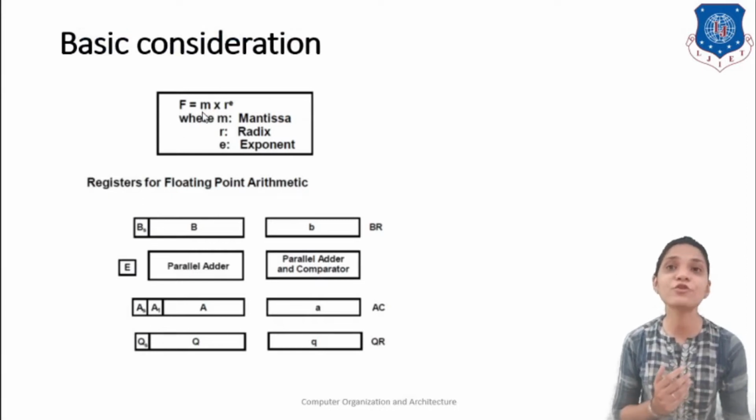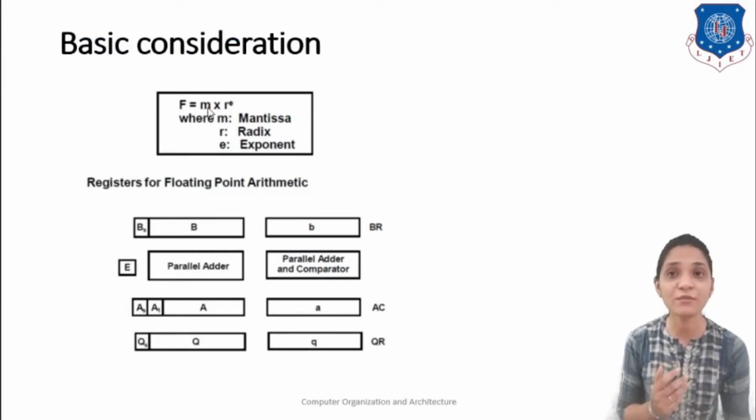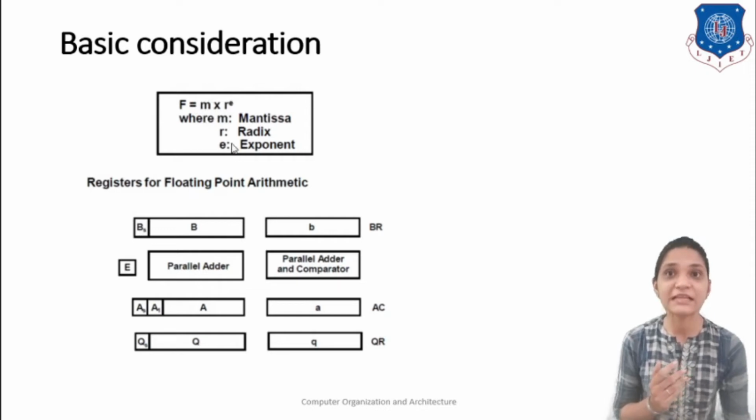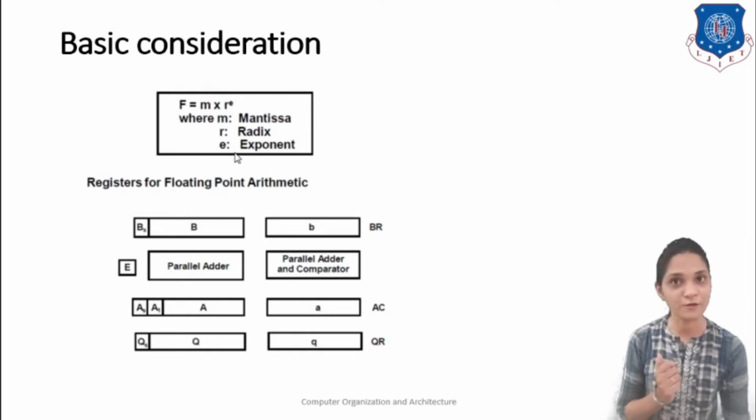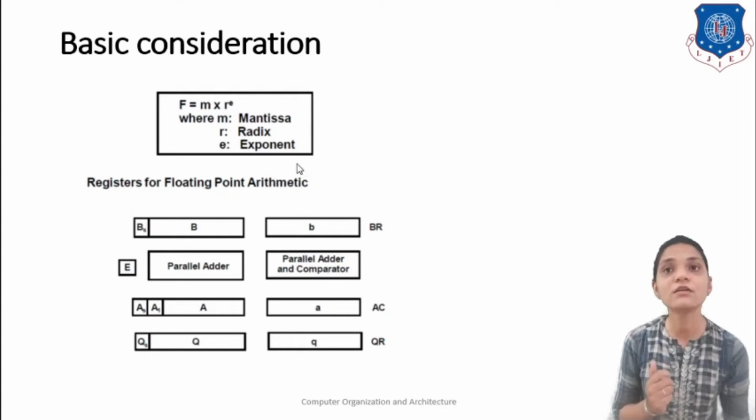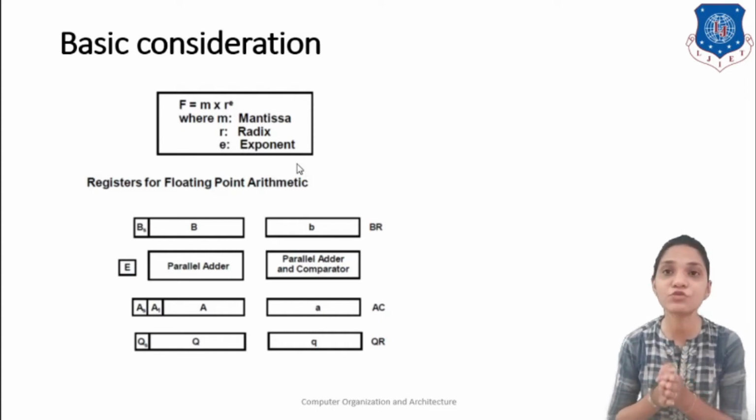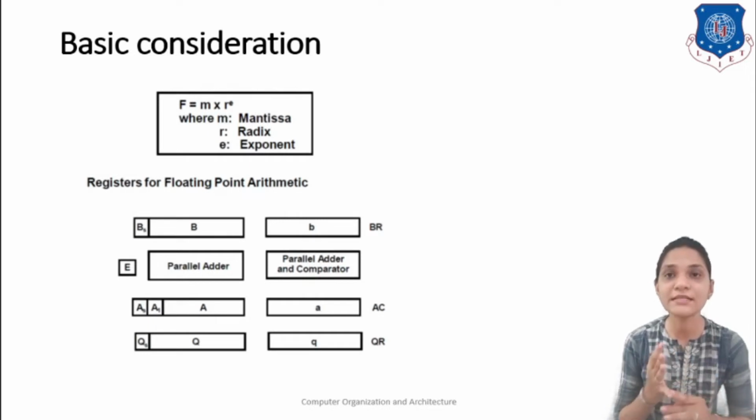So basically floating point numbers are in the form of m into r raised to e. That is, m is the mantissa, r is the radix, or you can say base, and e is the exponent. So for any number you are representing in floating point, it will have three terms: the mantissa term, radix term, and the exponent term.